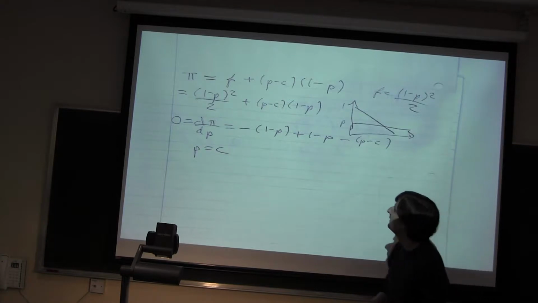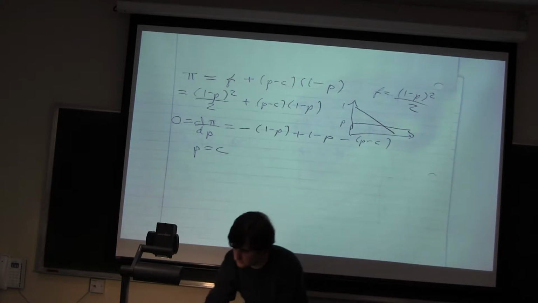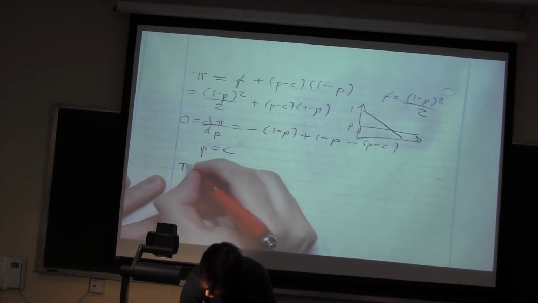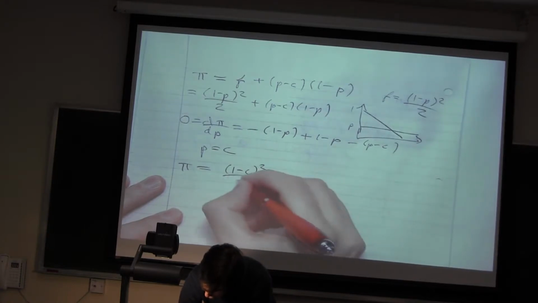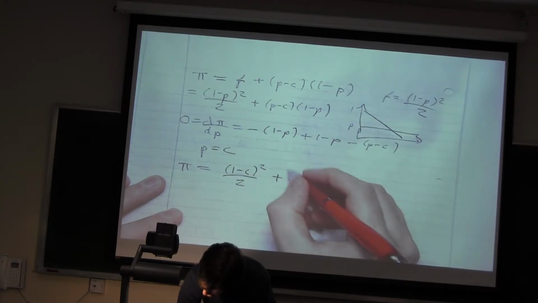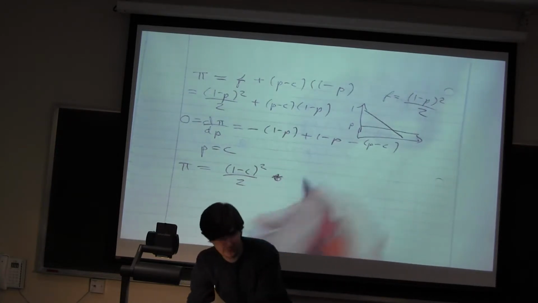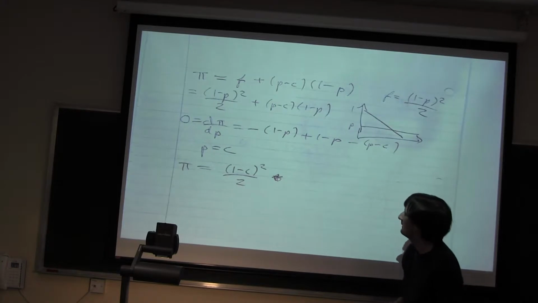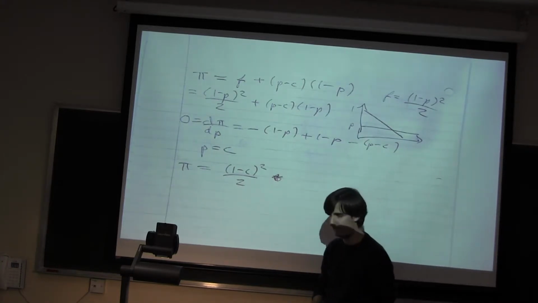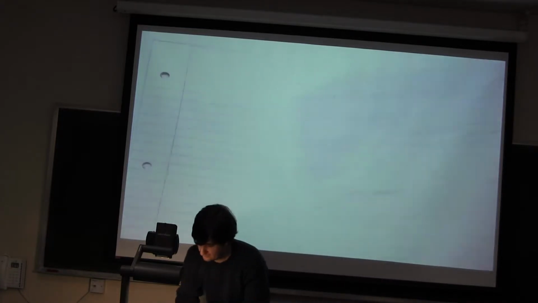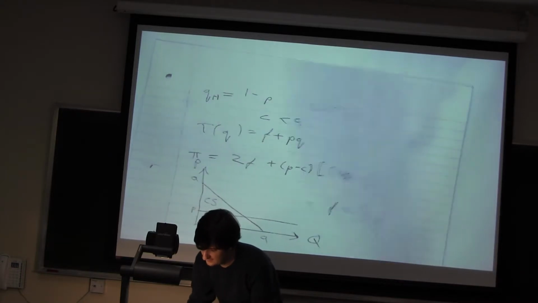So, in that case, the firm would like to set price equal to marginal cost, and they're going to make a total profit of, just substituting back in, (1 minus c) squared over 2 plus (p minus c) times the quantity, and p minus c is going to be 0. So that term's going to drop out. So if they only sell to high types, this is the profit they're going to make. If they sell to both types, then plugging in again.